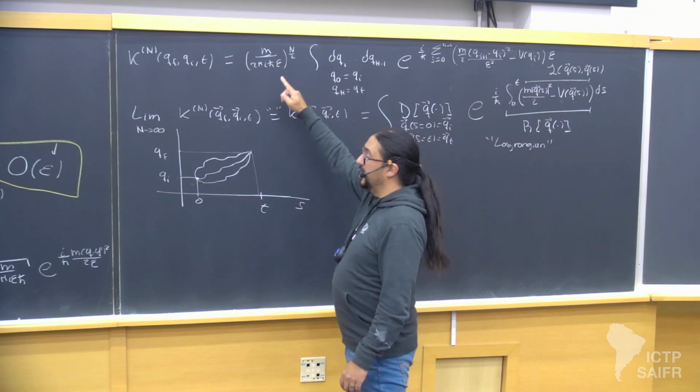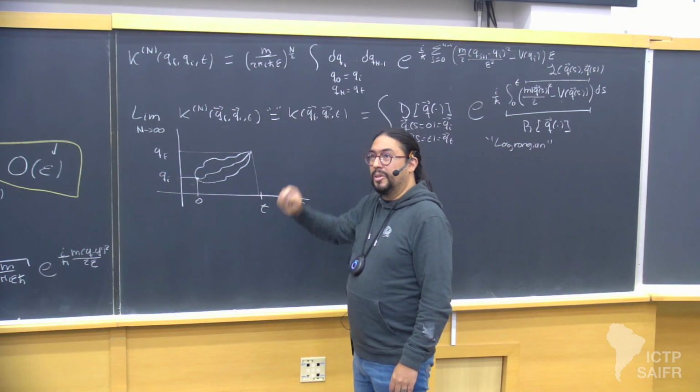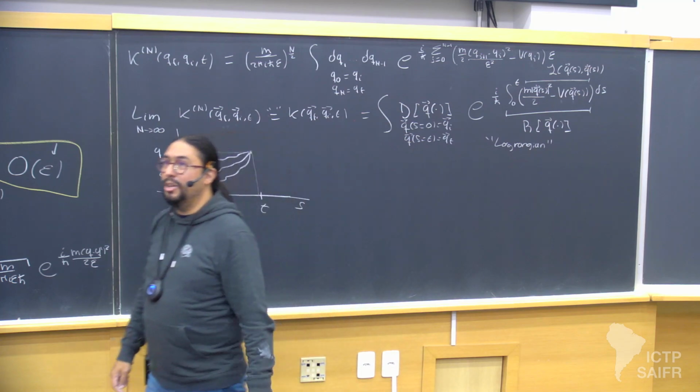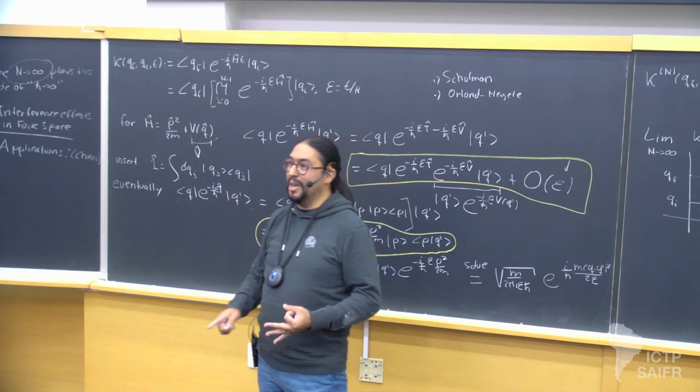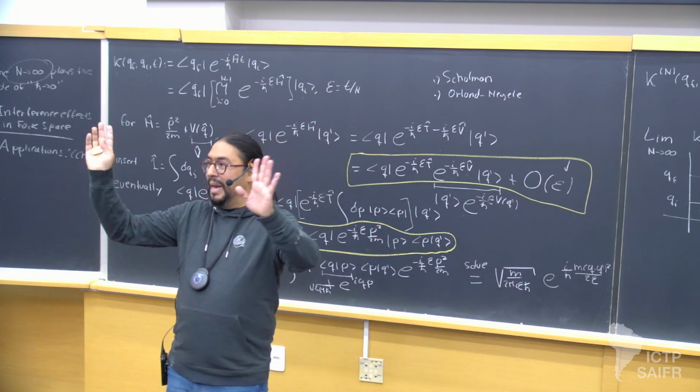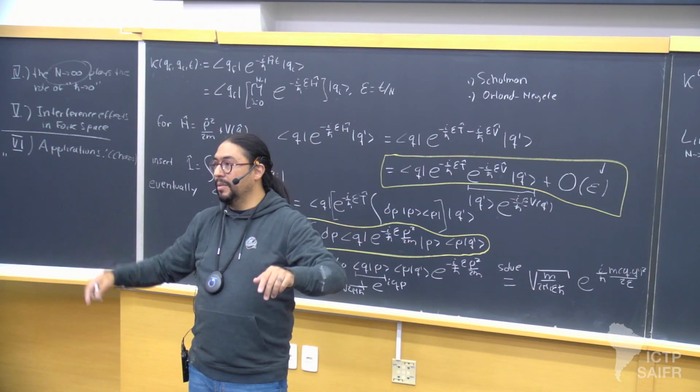Well, it's a highly oscillating term, but it's not a function of Q initial, Q final, and the time. So you blame all that mess into this measure.